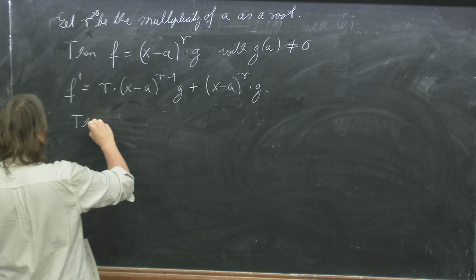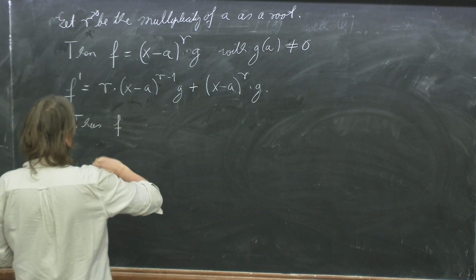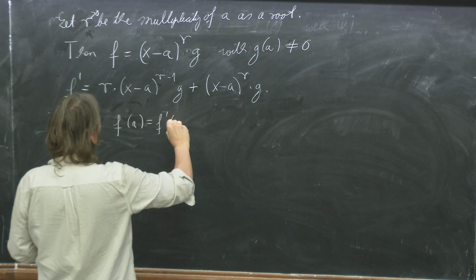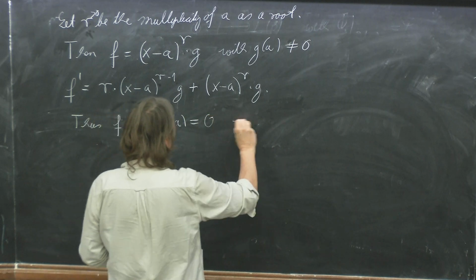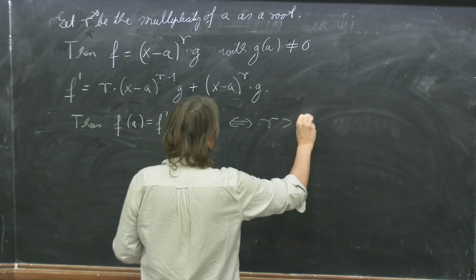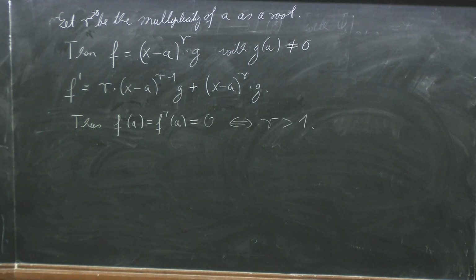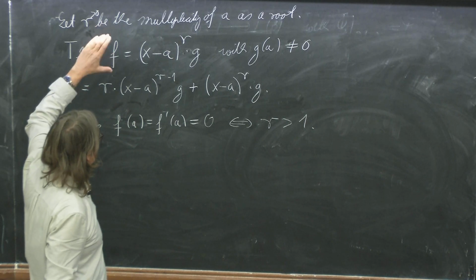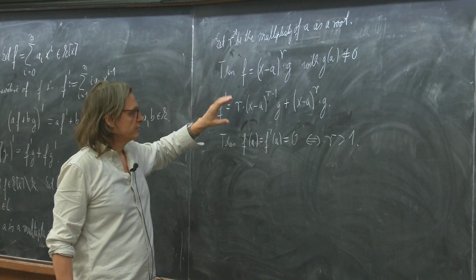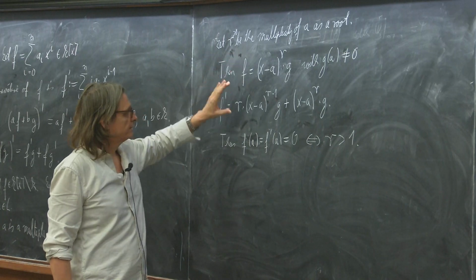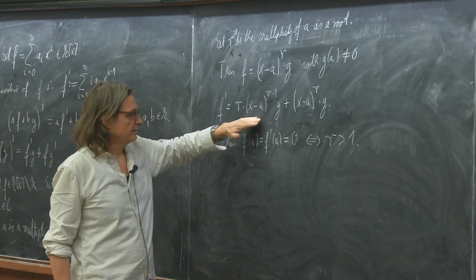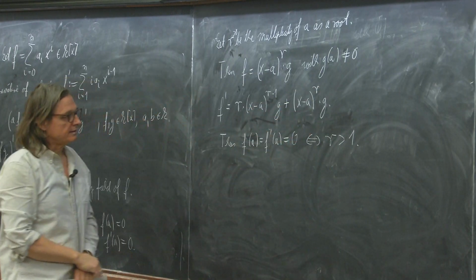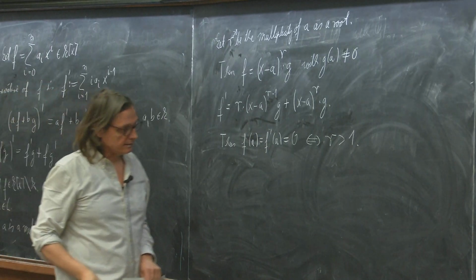Thus f of a is equal to f prime of a equal to 0 if and only if r is bigger than 1. So if r is 0, then anyway f of a is not 0. And if r is equal to 1, then f of a will be 0, and f prime of a will not be 0 because g of a is non-zero, and the other term is 0 at a. And so that's it.